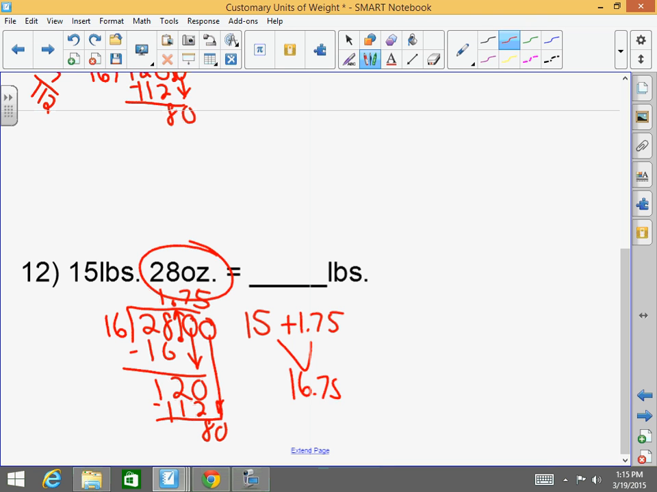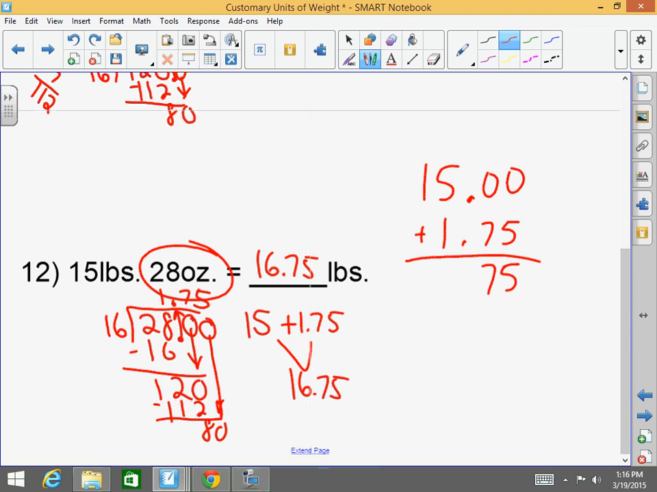16.75 pounds. Okay, some of you guys got a little nervous there for a second. Please remember, 15 has a decimal here. So 1.75, when we're adding or subtracting decimals, I must line up the decimals, my brothers. So that is 16.75 pounds. Does that make sense, gentlemen? We're all good?